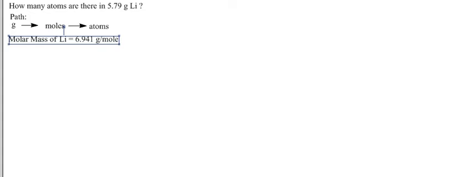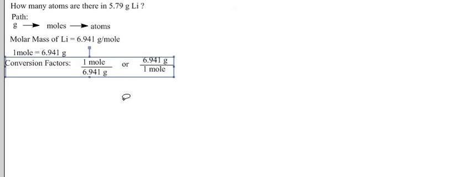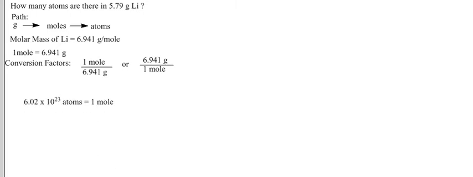This we could write as an equality if we wanted to, where we say 1 mole equals 6.941 grams. And from that equality, we can get a set of conversion factors. Those conversion factors will either be 1 mole over 6.941 grams or 6.941 grams over 1 mole. Also critical to doing this problem is remembering the relationship between atoms and moles. That is, from Avogadro's number, there are 6.02 times 10 to the 23rd atoms in 1 mole.